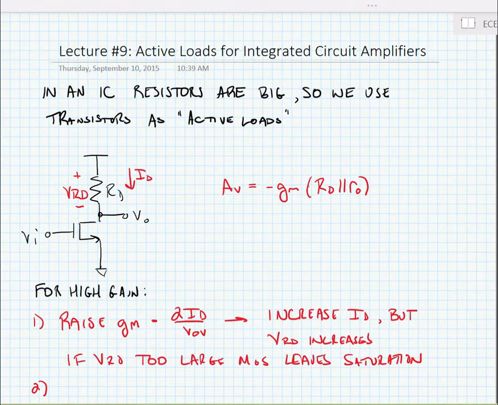So then we know we have another choice. We can try and increase RD, the drain resistance. We note that this really results in the same problem. If I make RD bigger, even at the same current, then the voltage drop across the resistor is bigger.